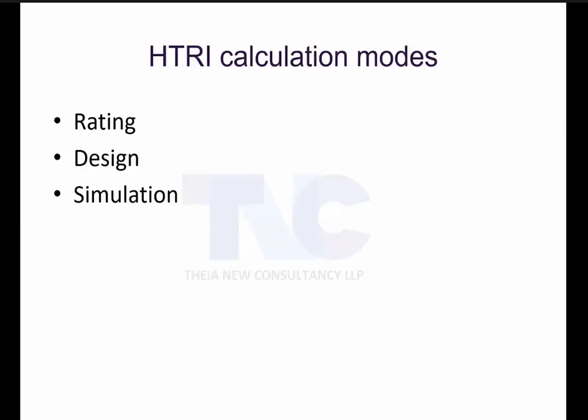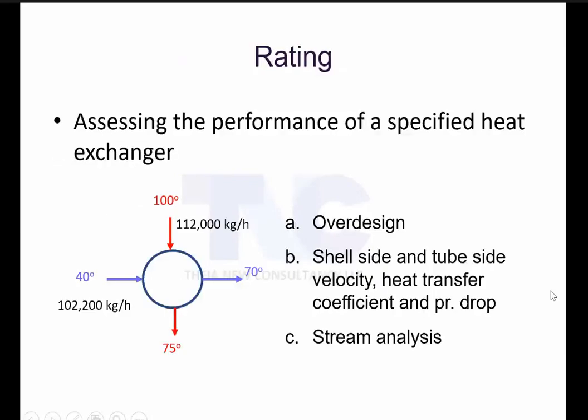So what does rating mode do? Rating mode is to check the over design. As I said earlier, every exchanger will have some over design factor inbuilt. Why is the over design factor inbuilt? Because of fouling, I need to have some over design factor inbuilt. There is always some over design inbuilt in each exchanger based on the fouling. The rating mode is generally used by a process engineer working in a running plant, or a production engineer. When you are working in a running plant, you do this rating mode.